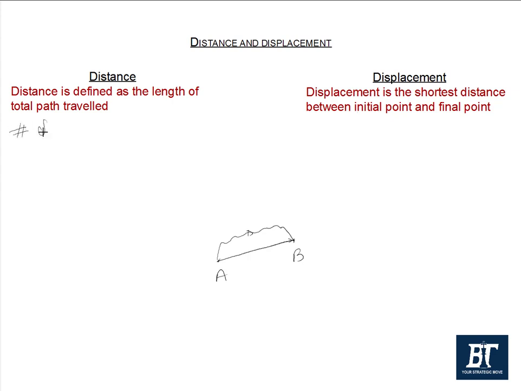Distance is a scalar quantity, while displacement is a vector quantity. We have already discussed that for a vector we need to know its magnitude as well as its direction. Magnitude of displacement is defined as the length of the line joining its initial and its final point.